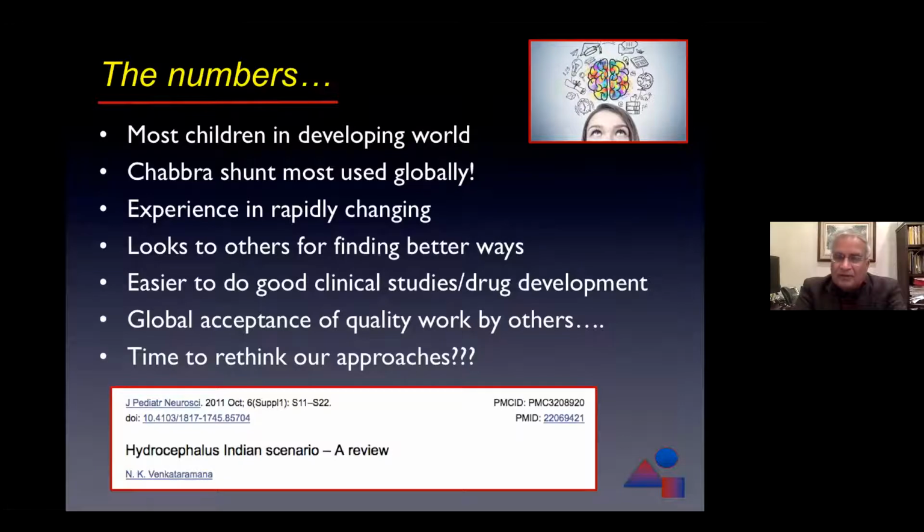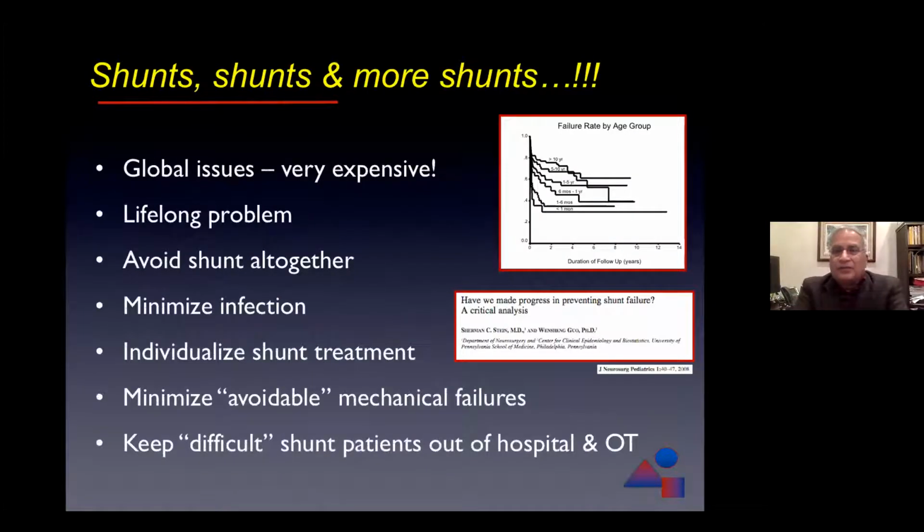And with the experience, if friends like you and others find a better way, hopefully you'll be able to teach us to rethink how we approach this. As I said, the only treatment is shunts, and more shunts, and the occasional endoscopic third ventriculostomy. But the graph on the top shows that there's a continual failure, especially in young babies, but even in adults.